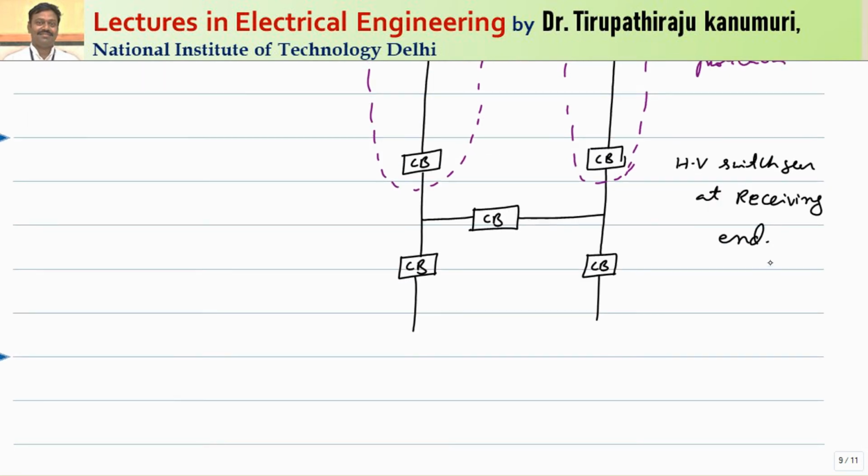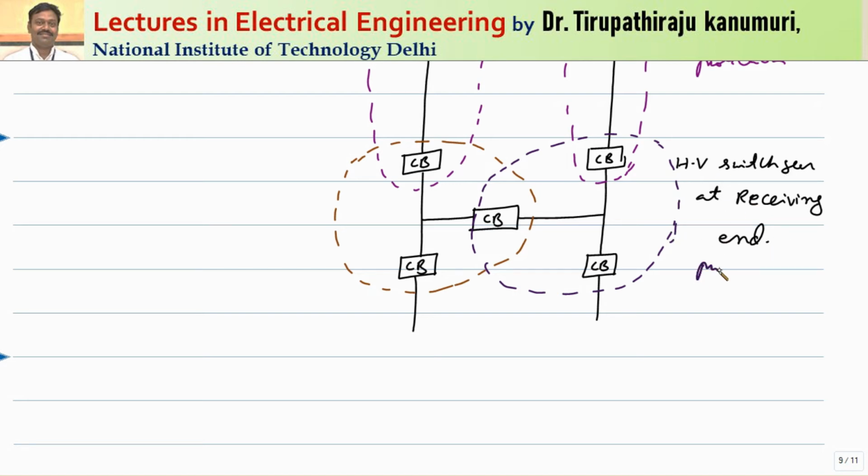Now coming to the receiving end, again at the receiving end there will be switchgear. Again they should be protected separately, using separate zones. So there will be one zone that is protected here. The same thing is the case with the second one; this one is also protected separately using another zone. So this is called HV switchgear at the receiving end protection. This is another zone.